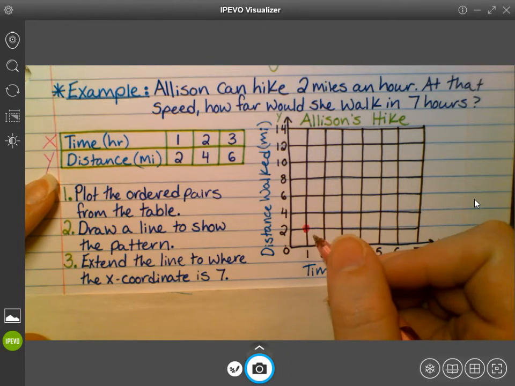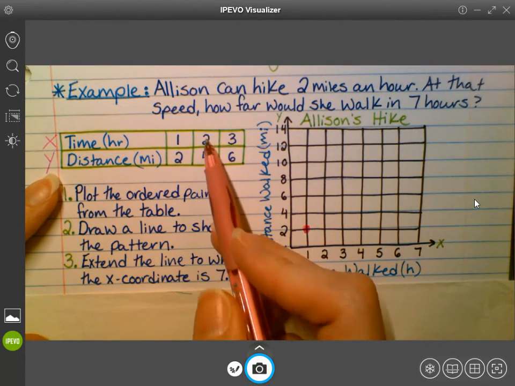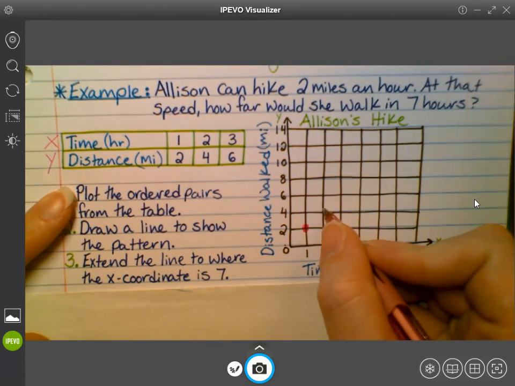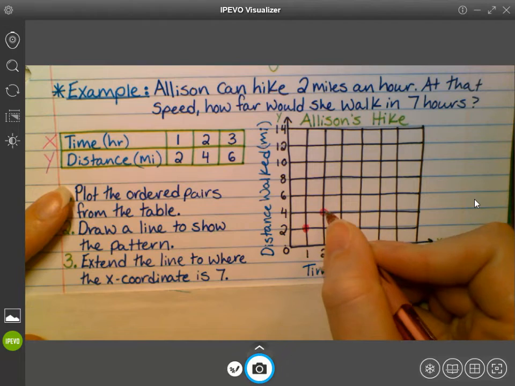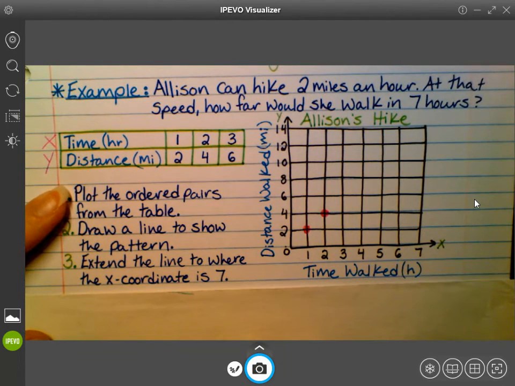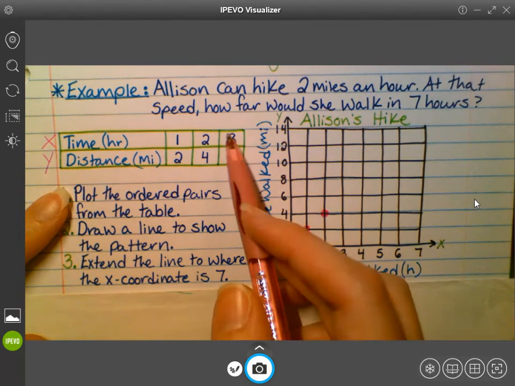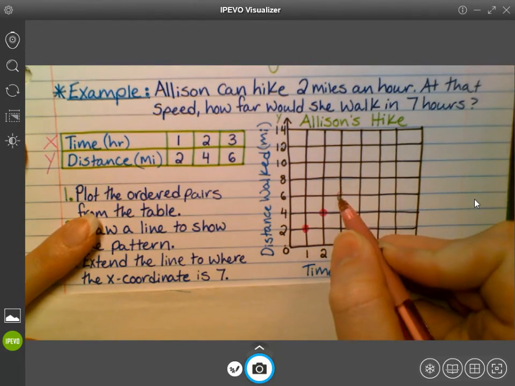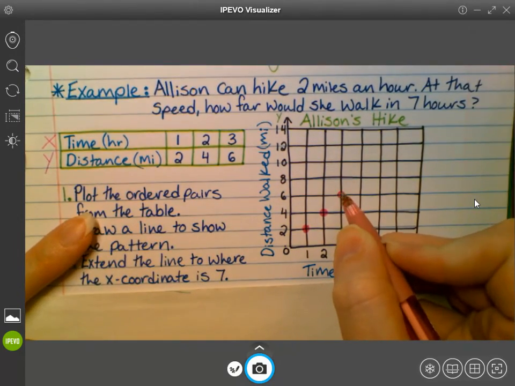Awesome. Then my second point would be 2, 4. Go to 2, up to 4. How many plotted your second point here? Awesome. Then my third point is 3, 6. So I'll go 3, 6. How many of you plotted your third point here?